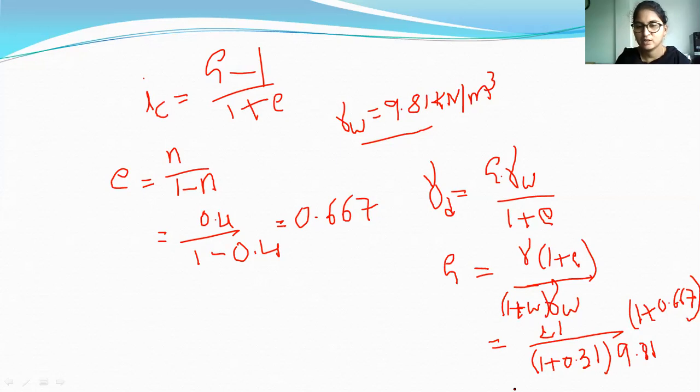So finally, what is the result? Specific gravity G is equal to, calculate the specific gravity value. What is the value of specific gravity? G is equal to 2.7. Now here the E value is determined and the G value is given.